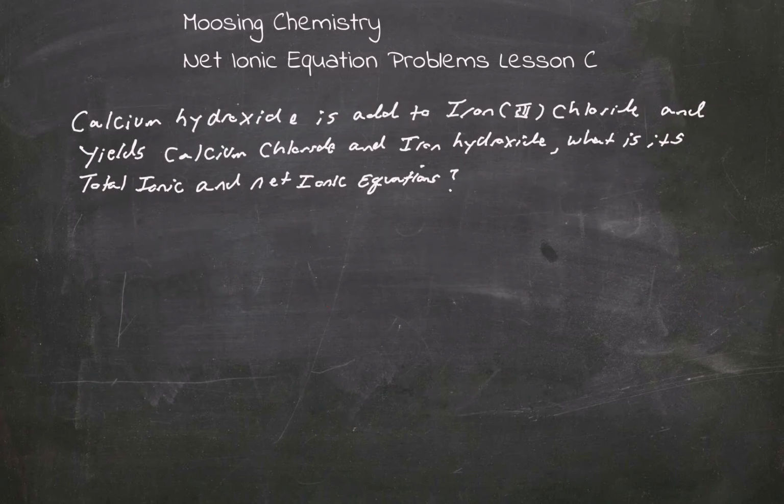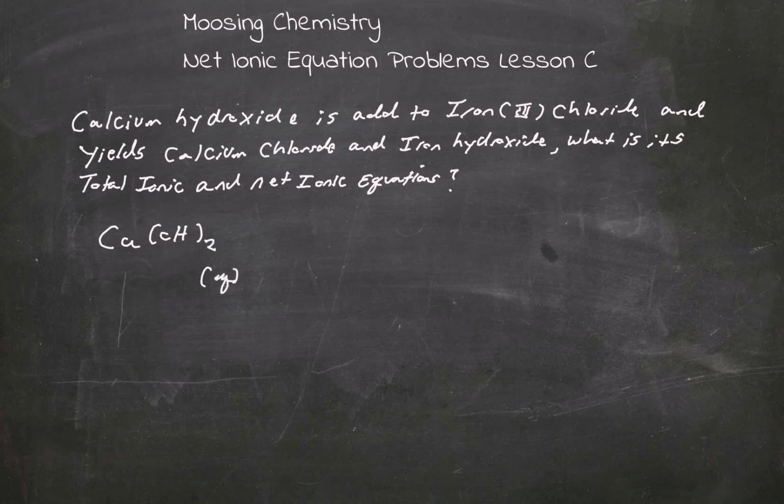Okay, here's our second problem. Calcium hydroxide is added to iron 3 chloride and yields calcium chloride and iron hydroxide. What are its total ionic and net ionic equations? Okay, well, let's go ahead and write it out first. Calcium hydroxide, okay, and that's an aqueous solution.